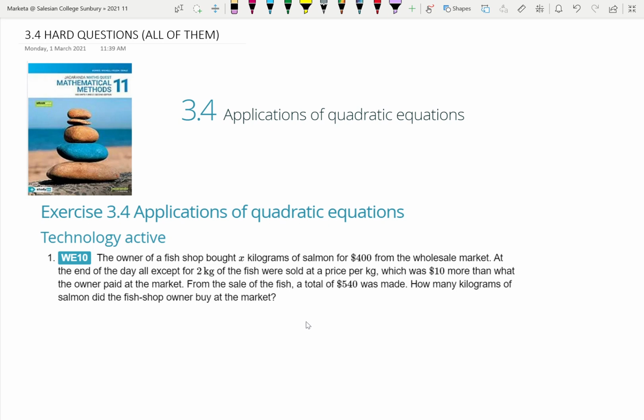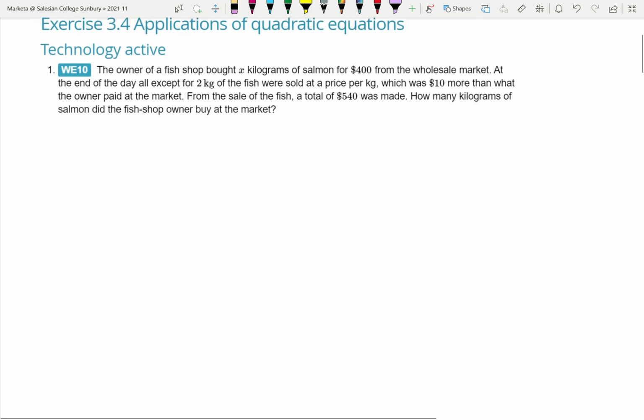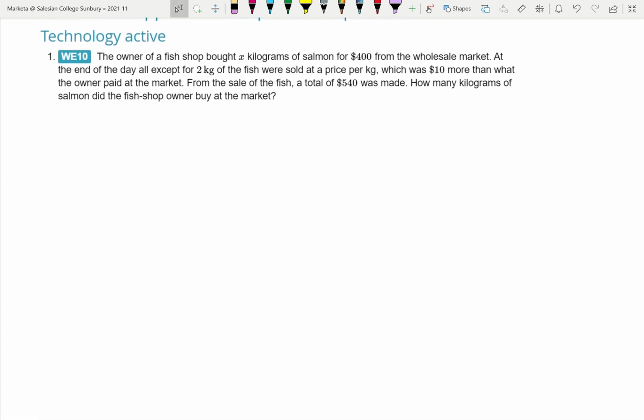Hi guys, today I'm going to be working through questions 1 to 4 from 3.4 applications of quadratic equations. So this is from your Year 11 Jacplus textbook, and we'll start with question 1. Notice that these are all technology active, so you can use your CAS in order to work them out.